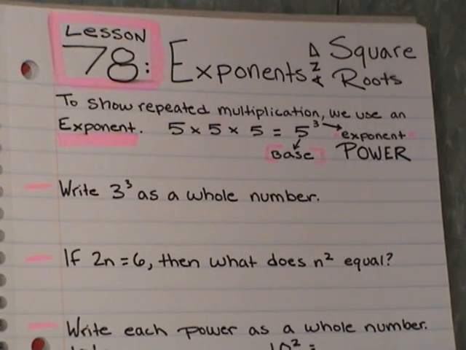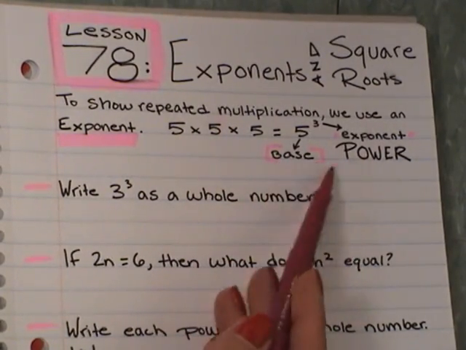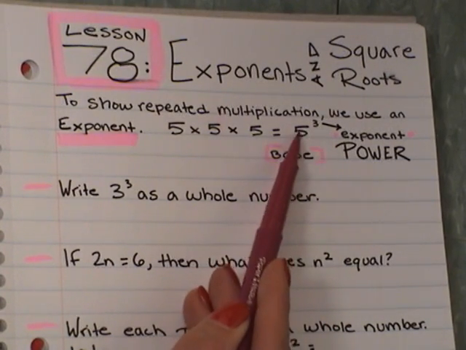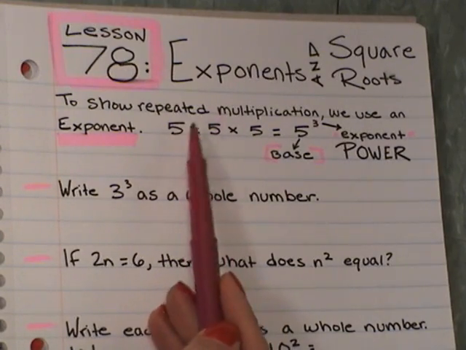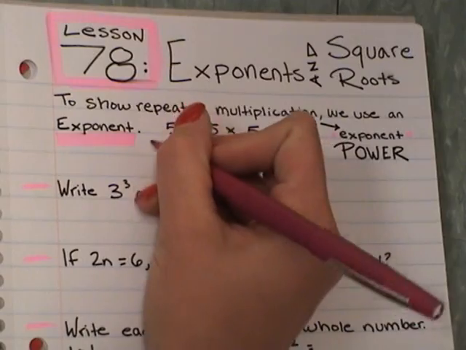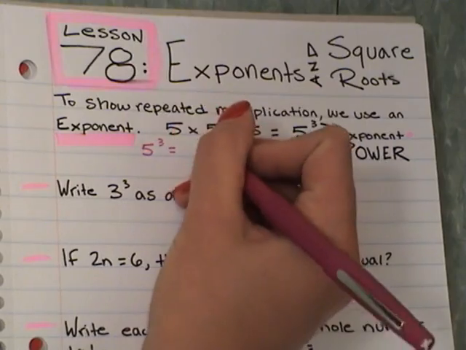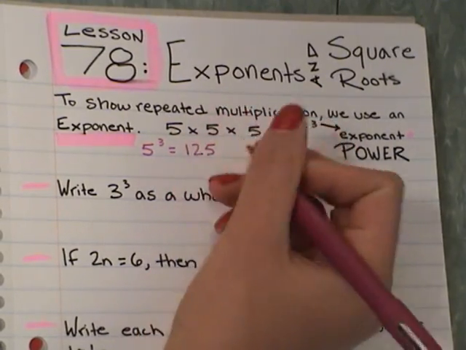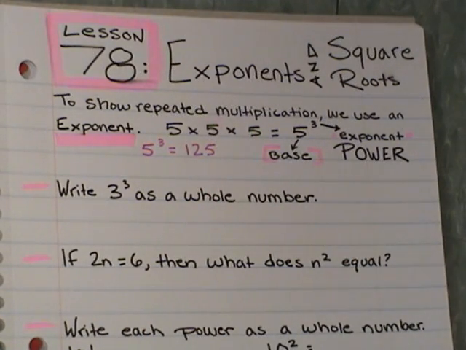Okay, so to show repeated multiplication, we use an exponent. So, for example, if you look right here, we have 5 times 5 times 5. And so we learned this last year. This is called a power. 5 is our base, and this exponent is telling us how many times it is being multiplied. So 5 times 5 times 5. So 5, we would say, to the third power, or cubed, is equal to 125. Because 5 times 5 is 25. Times 5 is 125.